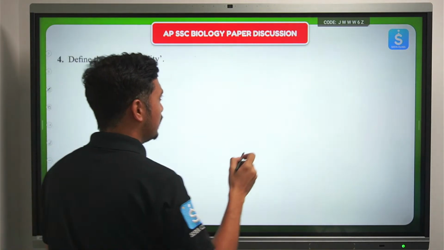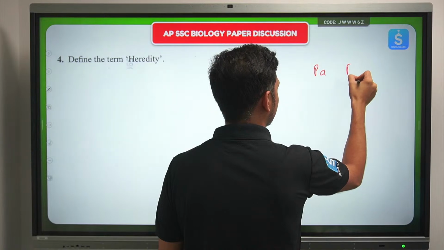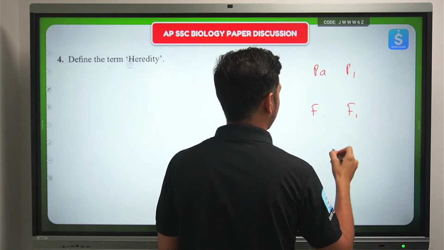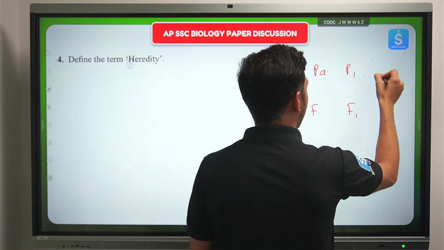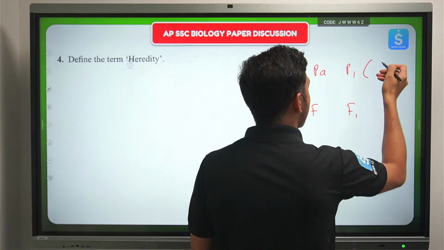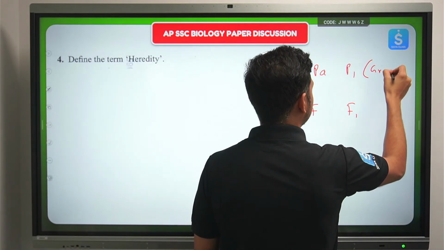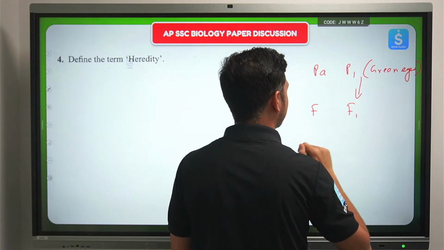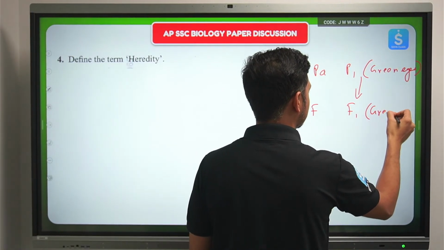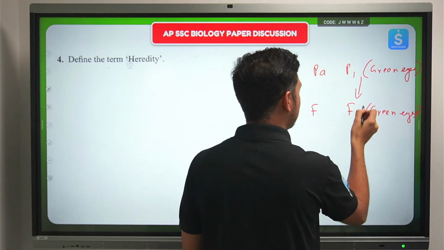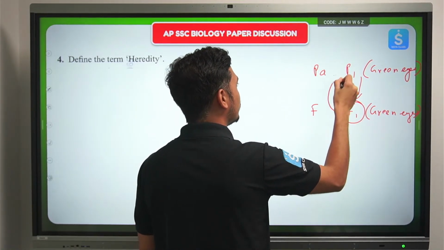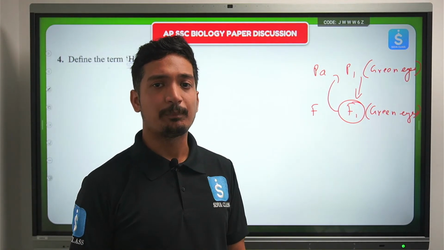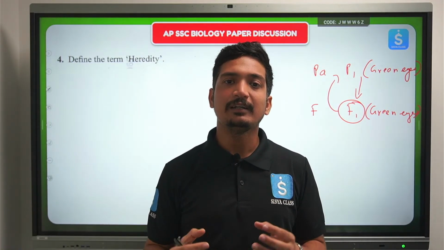Let me give you an example. Let's say that we have parent generation P1, and then we have filial generation, let's call it F1. Let's say the parent has green eyes, and this property of having green eyes is passed down to the child also. The child also has green eyes. Then we would say that the green eye of this child is a hereditary property of their parent. So any biological trait or property that a child gets from its parent is due to heredity.